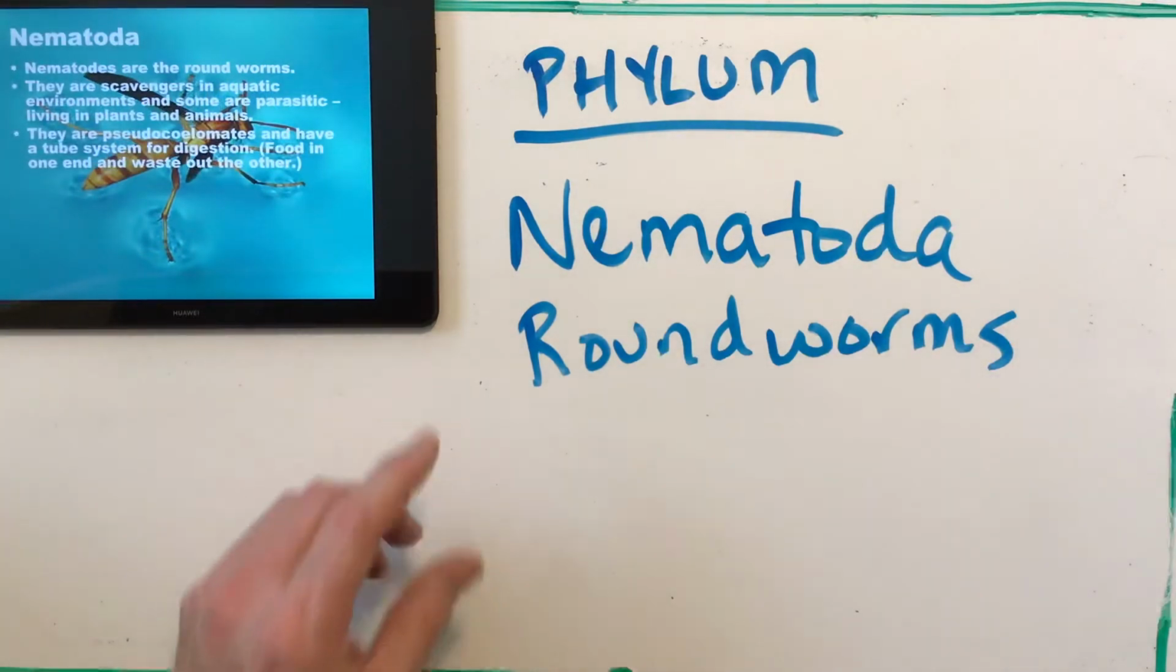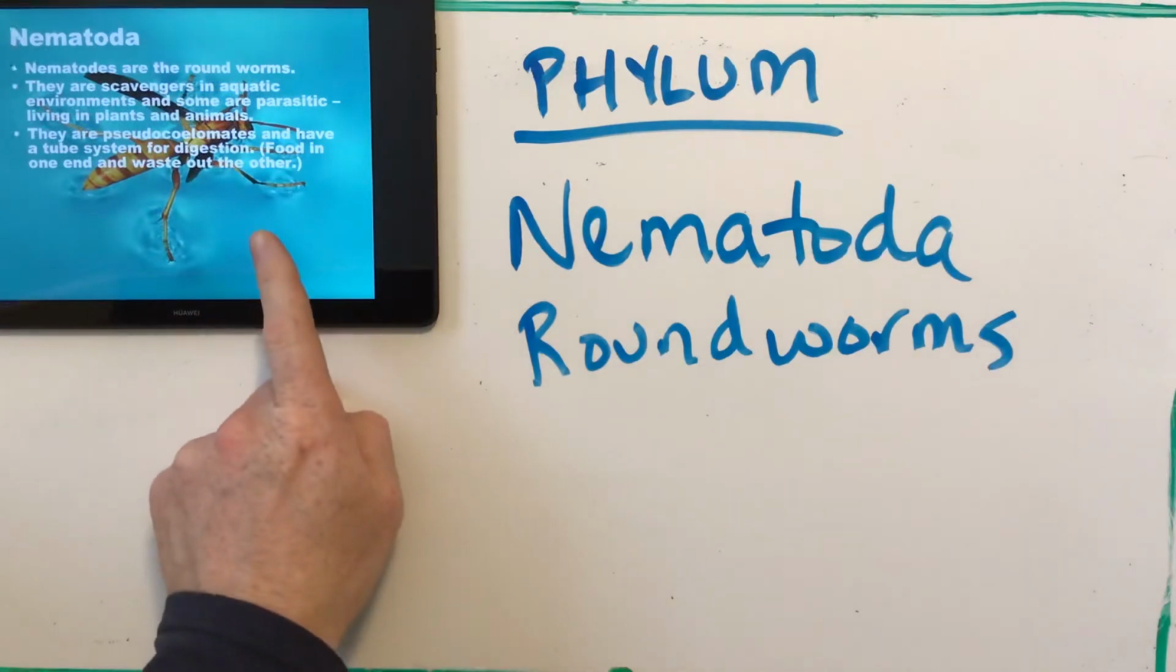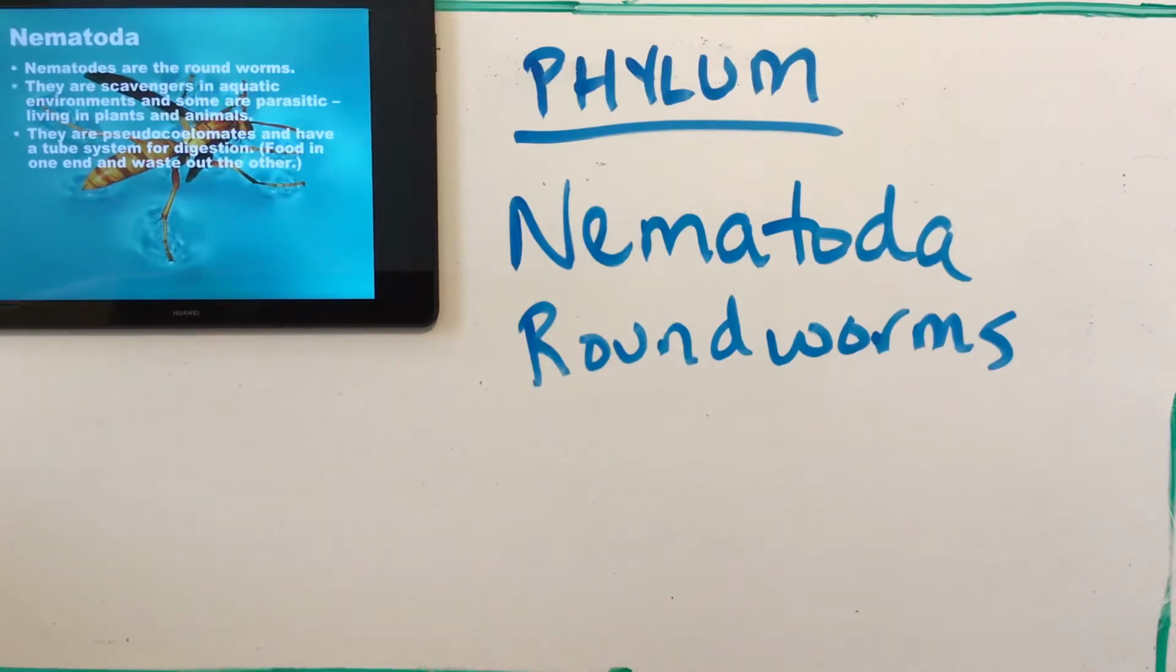Don't worry about pseudocoelomates because that went back to an earlier point. But basically, they have a tube that runs through them. And it's not like the earlier gastrovascular cavities where there's one opening and everything goes in and out through the same opening. Here, there's an opening at one end and an opening at the other. And the good stuff enters one end, the waste exits out through the other end. So this is something we haven't seen before. So a tube system for digestion. These things have it.